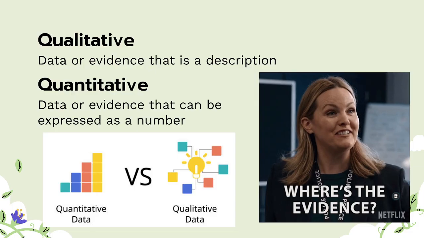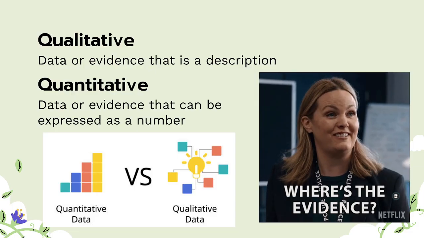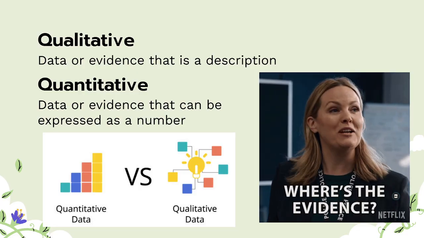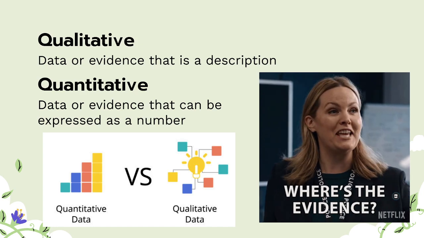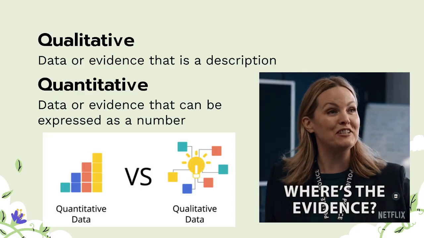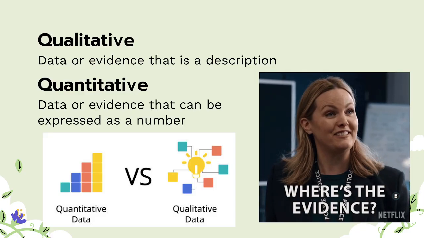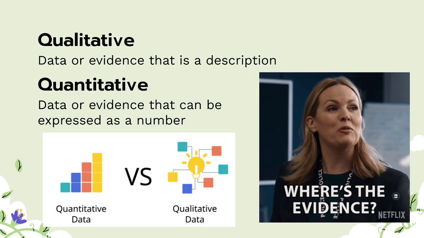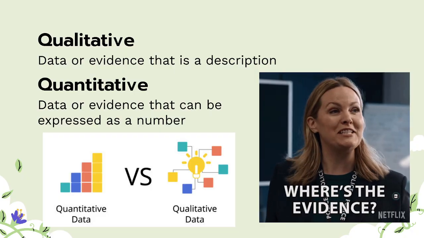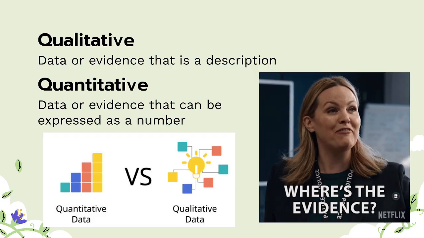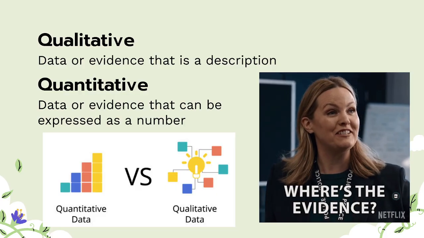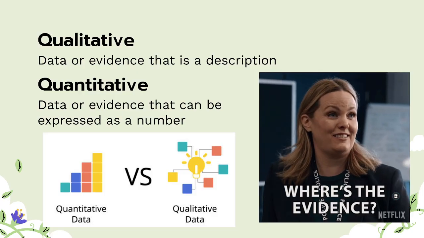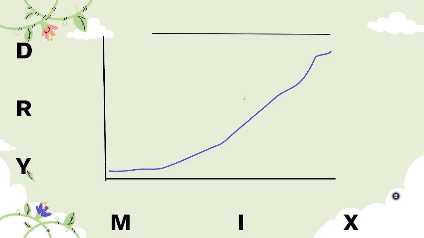So back to the paper airplane, my qualitative evidence: heavier airplanes fly shorter. Qualitative, I'm not putting a number to it. Quantitative is a little more specific in this regard. Quantitative: paper airplanes that weigh 300 grams will fly shorter than paper airplanes that weigh 100 grams. I'm putting a number to it. I'm expressing it as a number. Now, there are some experiments in which qualitative analysis is more effective than quantitative and vice versa. It just depends on the type of experiment that you're running.